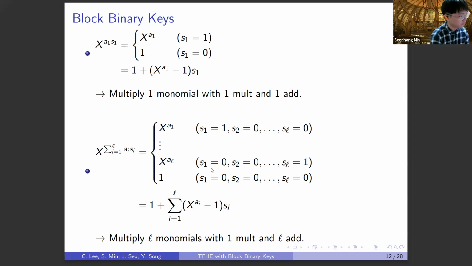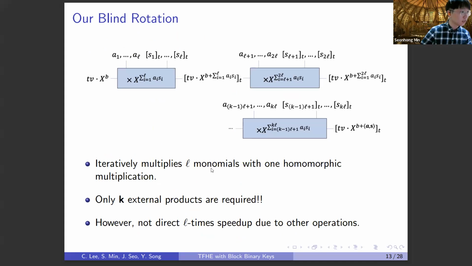But if the secret key was sampled from the block binary key distribution, then it can be written as a linear sum of s_i's. So we can multiply L monomials with one multiplication and L additions. This is our blind rotation. We generate L monomials at once, and then we perform a single homomorphic multiplication to multiply those L monomials to the accumulator.